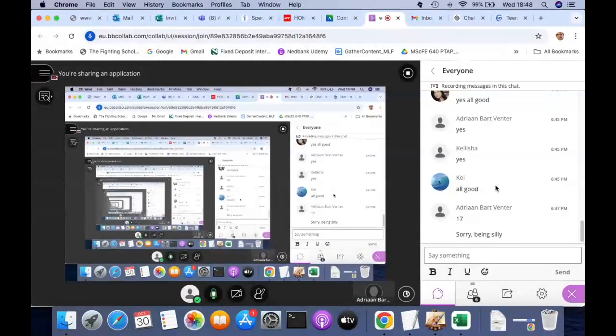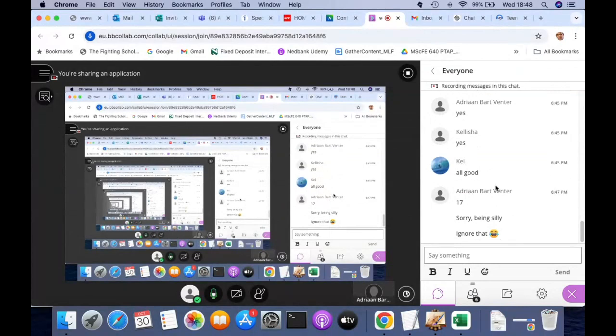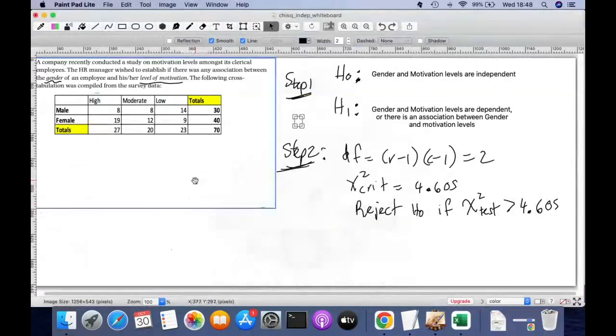17, sorry, being silly. Okay. All right, so all I've done is I've replaced it with another table, but it has the totals included, right? Because I'm going to need this in step 3. Now, step 3, these are what's observed, okay? This is the data that's presented to you. So that means it was observed, okay? And now what we need to work out is what is the expected value that you should see, okay?